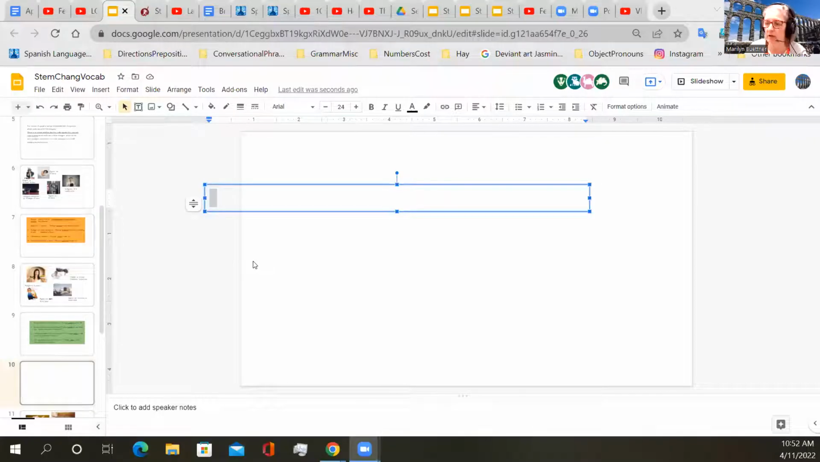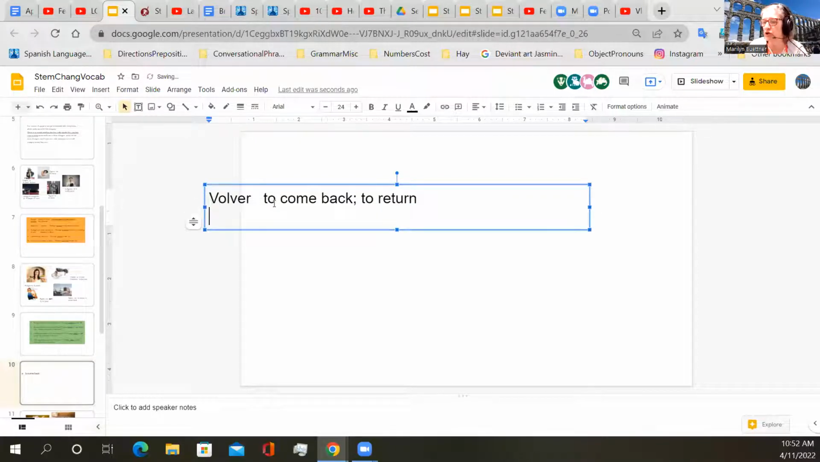So let's take a look at volver. Volver is used in a lot of ways, actually one idiomatic way too, but we're not going to look at that yet. Volver, to come back. I want you to notice it does not mean to return like, oh, you loaned me a pen, I'm going to give this back to you. That kind of back is devolver. It's based on volver, but it is a different word. So volver, to come back, to return to a place.